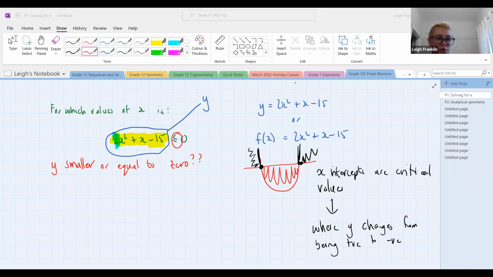Okay, so they're asking us to solve for those values of x where y is smaller than or equal to 0. So what we need to do is find our critical values, because those are the values of x where y changes from being positive to being negative or negative to being positive. And then from there, we can shade the correct region on the parabola and then answer our question.